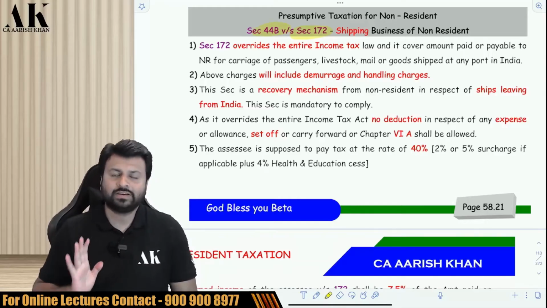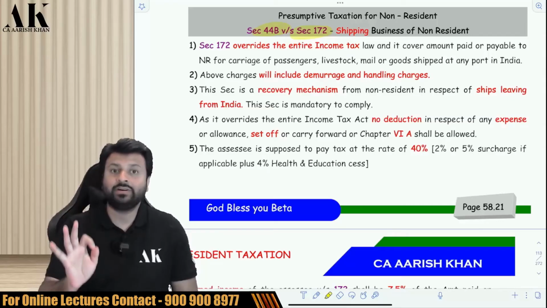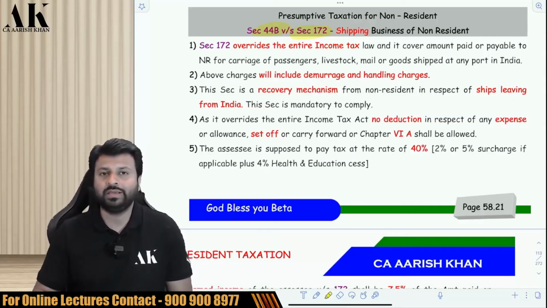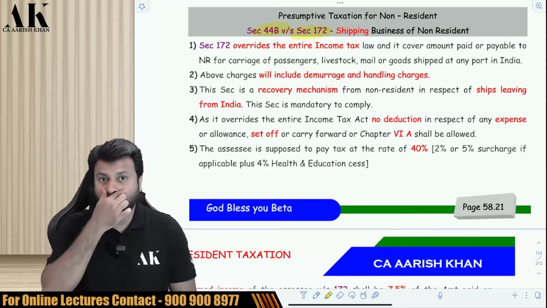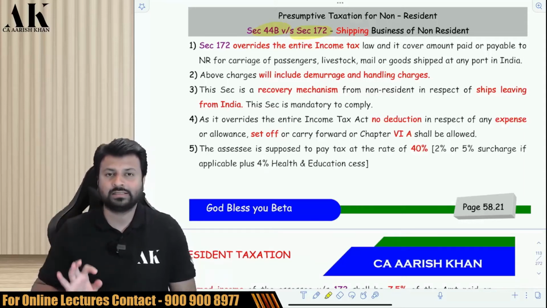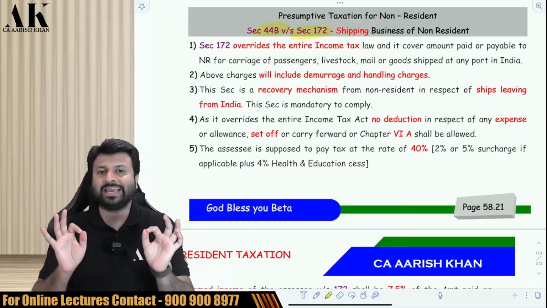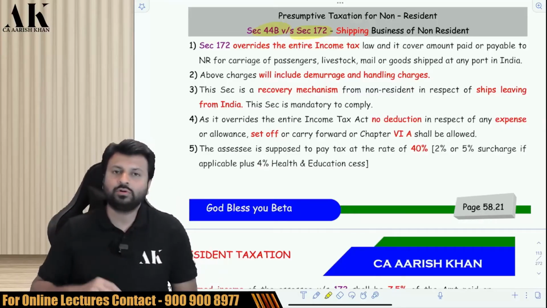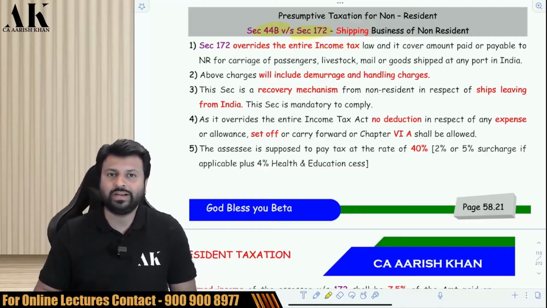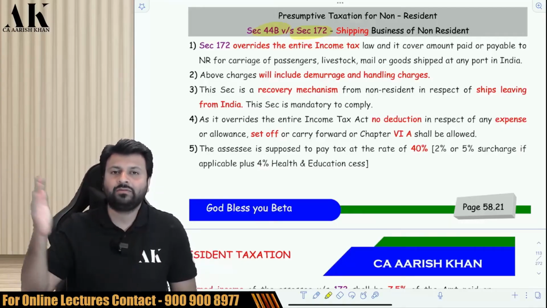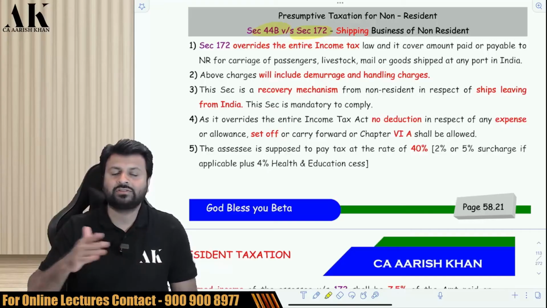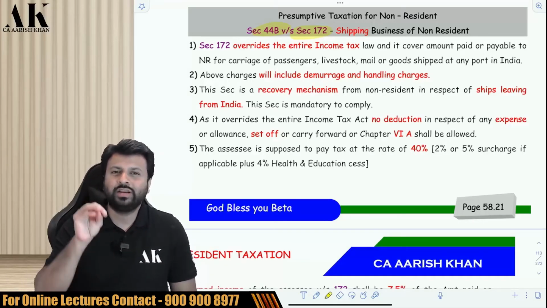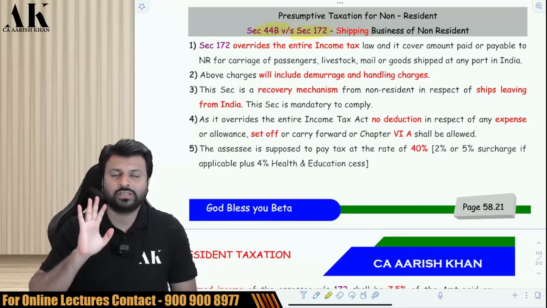What is section 172? 172 is a recovery section. Now, 172 as well as 44B is applicable to non-resident assessees engaged in a shipping business, not to other assessees. Let me give you an example. Suppose there is some non-resident ship which is coming to India, and they are taking passengers, goods, livestock, mails, etc. from here, and they are earning some money. That money will also include demurrage charge and handling charges. All those things will also be included.